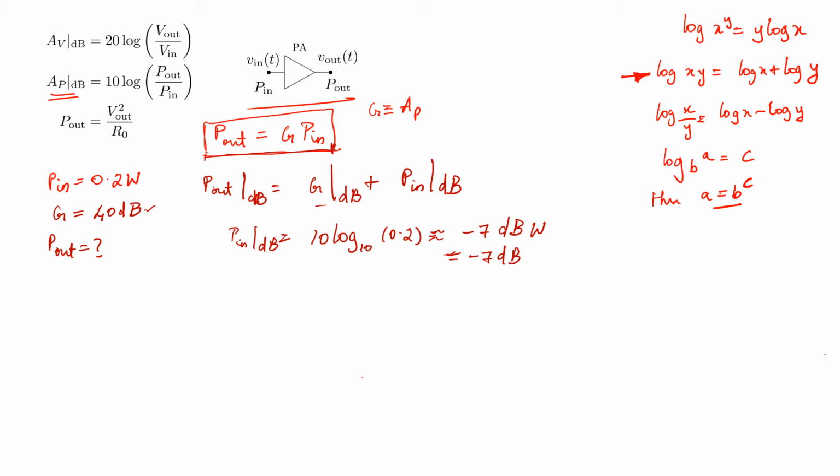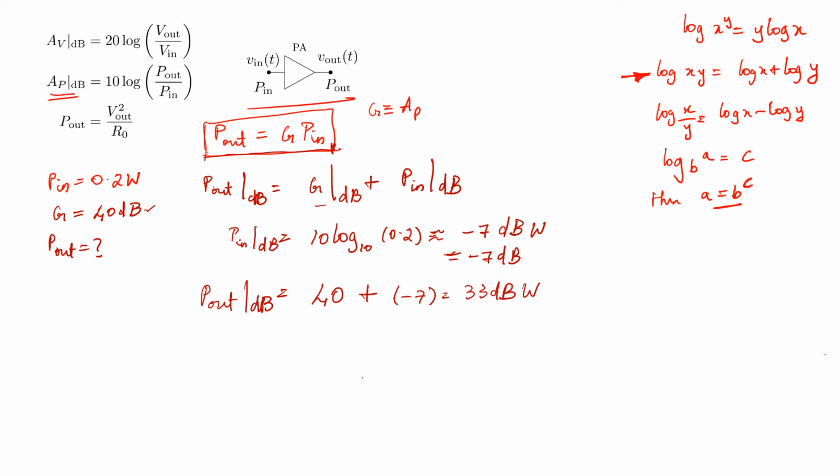The gain is 40, so the P out in dB is simply then going to be 40 dB, which is given, plus the minus 7 that we have, and that becomes 33 dB watts. 33 dB watts is the output power.